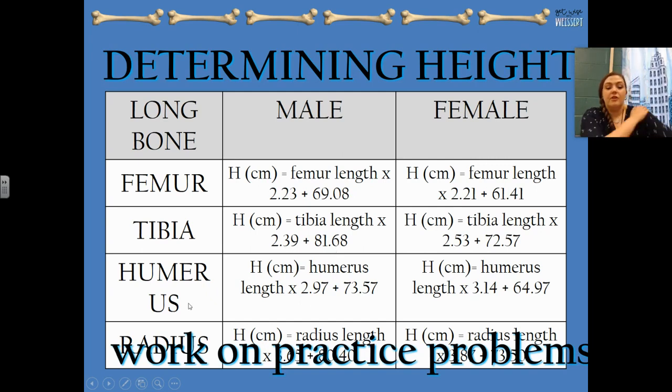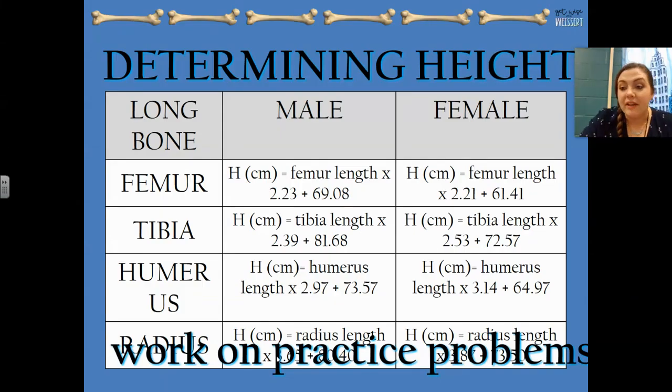And my humerus, that's this big bone. Okay, bicep bone. Not really, but it's under there. You measure their humerus and multiply by 2.97 plus 73.57. And then the radius is one down here. There are ones for the ulna as well. So you have your ulna over here and your radius over here. I will move that later, but the formula is on the paper, so don't worry about it.